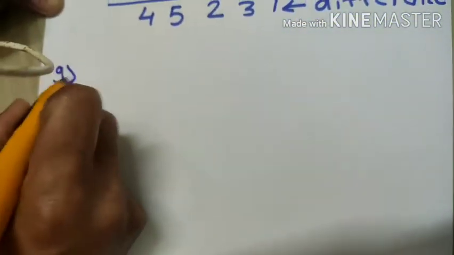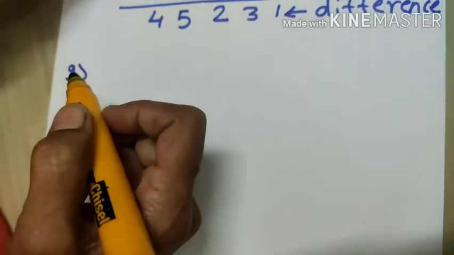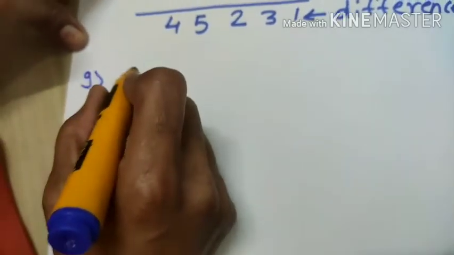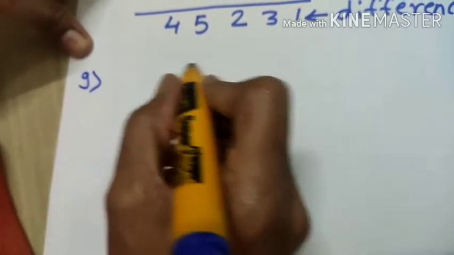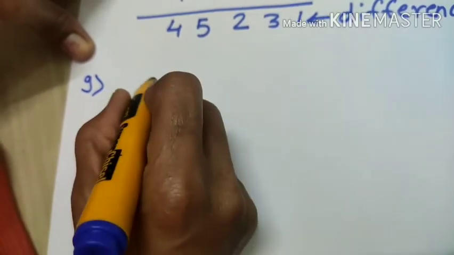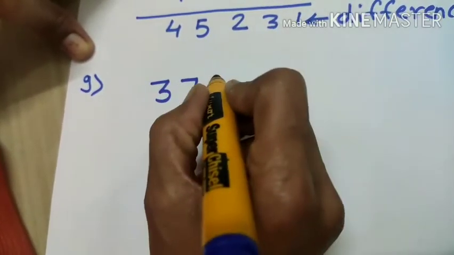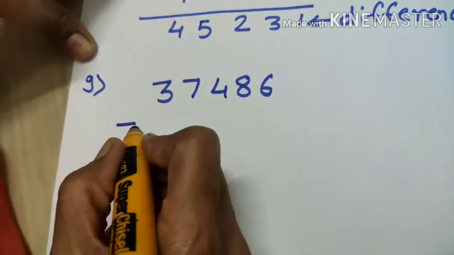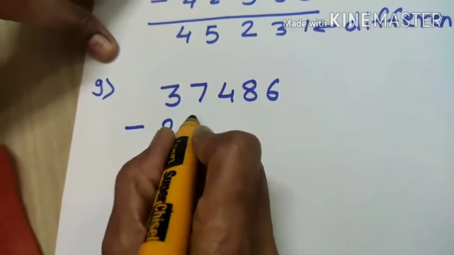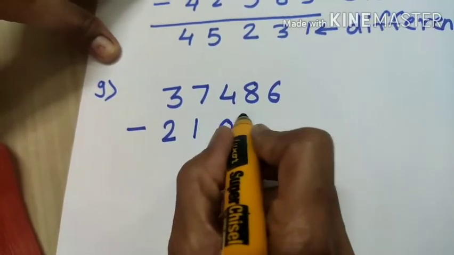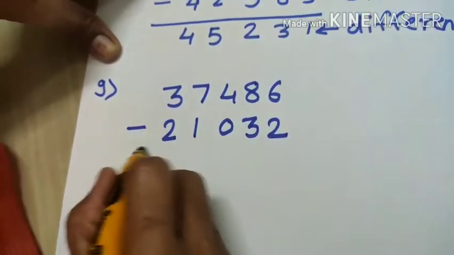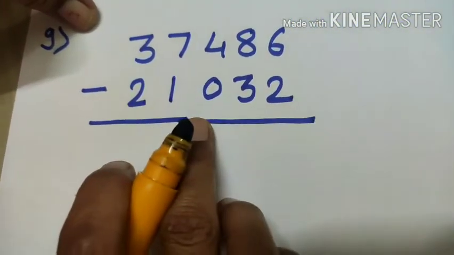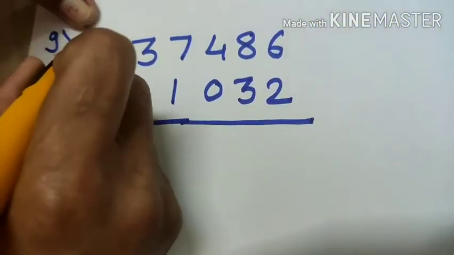Ninth question. Minuend and subtrahend are given. Minuend is always the larger number, so you have to write that number first and then you have to write the subtrahend. So the minuend I am writing first, 37,486 minus the subtrahend given, 21,032. Like this you have to arrange the numbers. You have to write the question also and write the answer in this way. This I am showing you the answer.